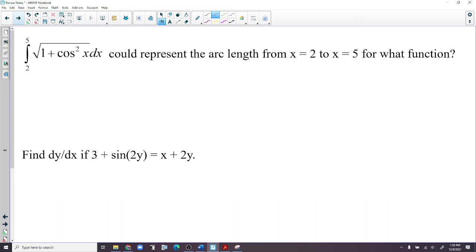Oh, I like this question. Talk to your partner about this one. It's not that hard. It's a kind of a neat little twist to it.